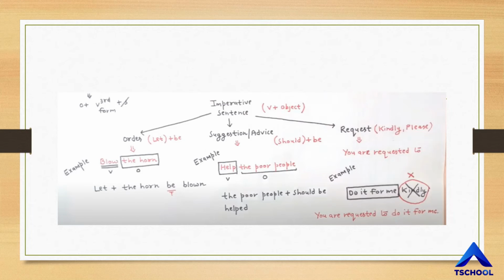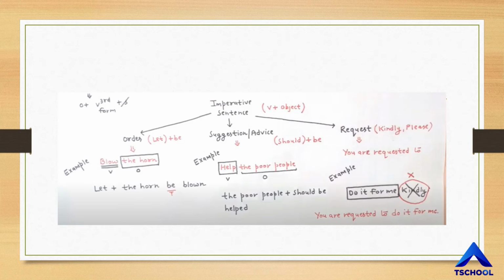Look at the answer. The poor people should be helped. The poor people, the object, becomes the subject, so that will come previously. Then should plus be, should be, and help becomes helped, that is the third form of the verb. So the answer is the poor people should be helped, because the question is a kind of a suggestion or an advice.